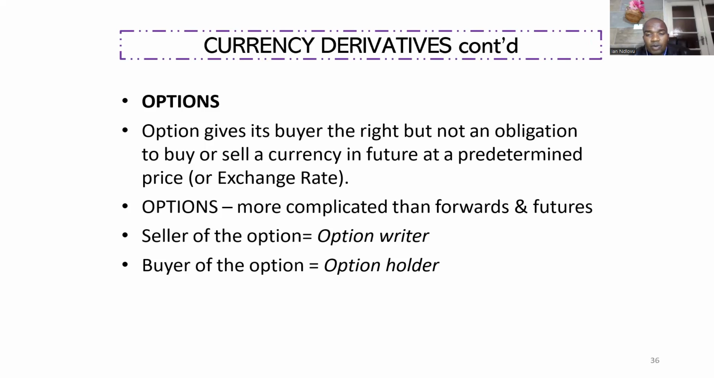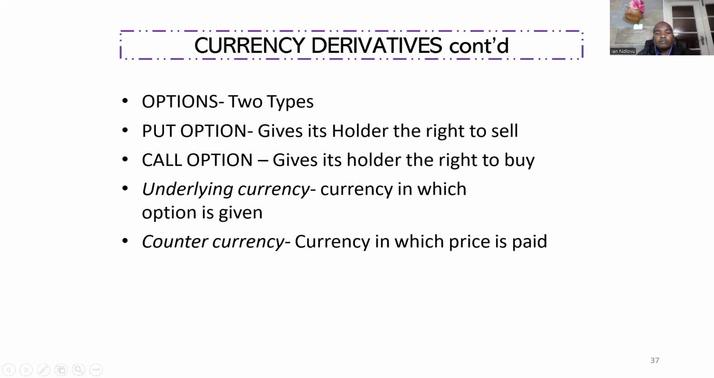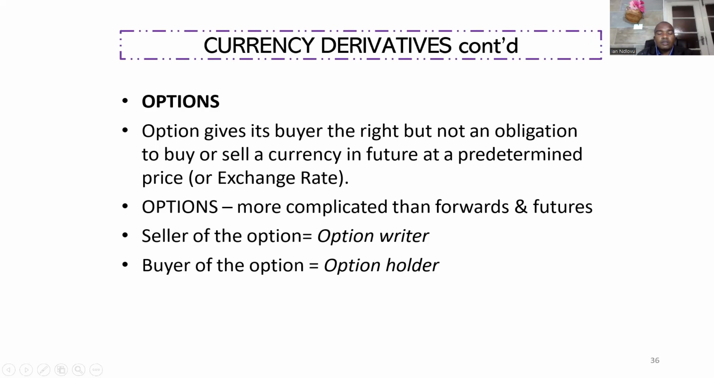Options tend to be more complicated than forwards and futures. The seller of an option is called an option writer, and the buyer of an option is called an option holder. So one side of the market, the supply side, is the option writers, and the demand side of the market is the option holders.